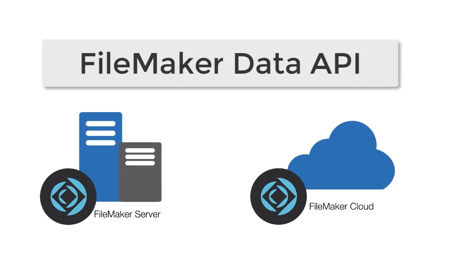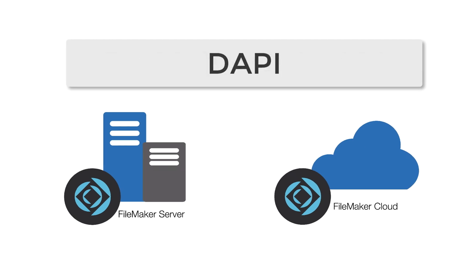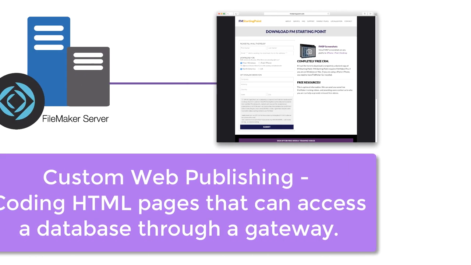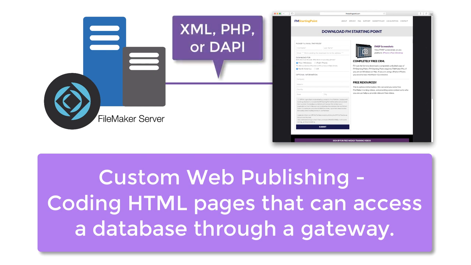Now, there is a fourth way to connect to a FileMaker application that's being hosted on FileMaker Server or FileMaker Cloud, and that's using the FileMaker Data API. We call this DAPI. So you will hear a term called custom web publishing, and that's the idea of coding HTML pages, maybe with some jQuery, and then typically you're going to use the XML or PHP gateway or DAPI to either add, edit, or delete records from your FileMaker custom application.